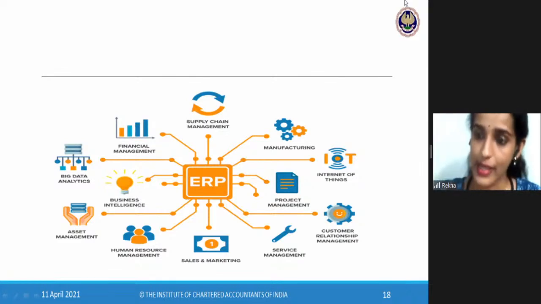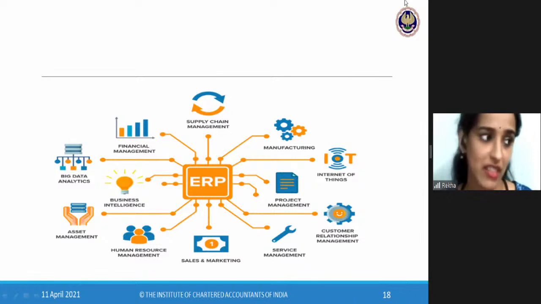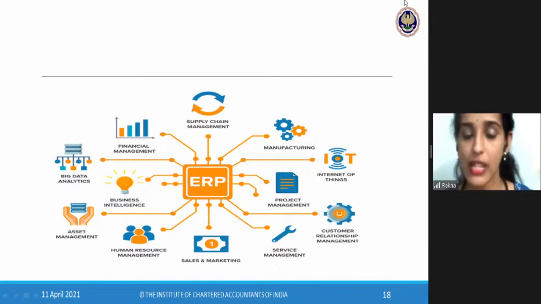I think last class we discussed the basic 7 modules, right? We have basic 6 to 7 modules. I told you they will be there in all the different entities. You have your customer relationship, supply chain. In addition to that, we have various other modules.